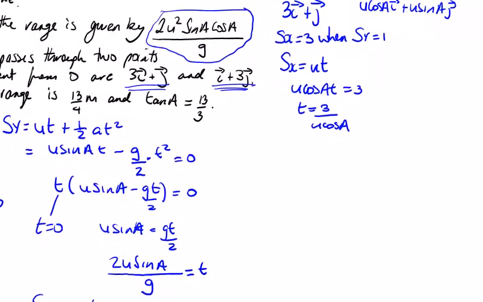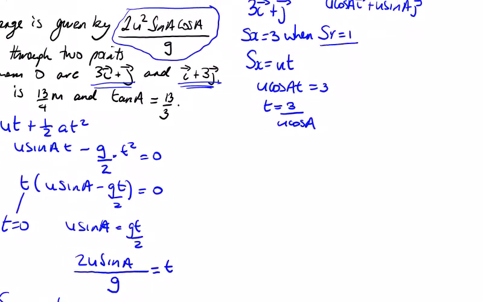So the only other information we have is displacement in y. So displacement in y is equal to 1 when s of x is equal to 3, and we have the time here, so we can sub that into ut plus a half at squared. I think we get something in terms of u squared here that we have to then replace in the second equation. So this question is quite long.